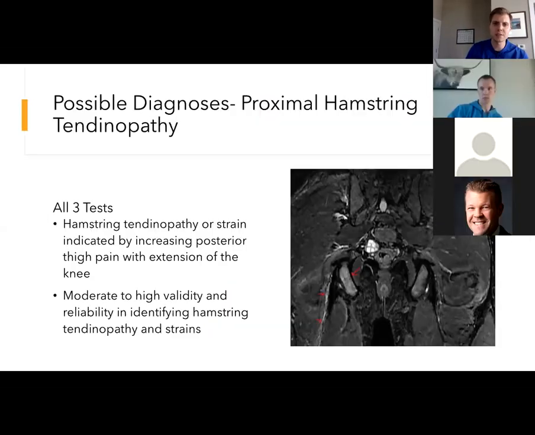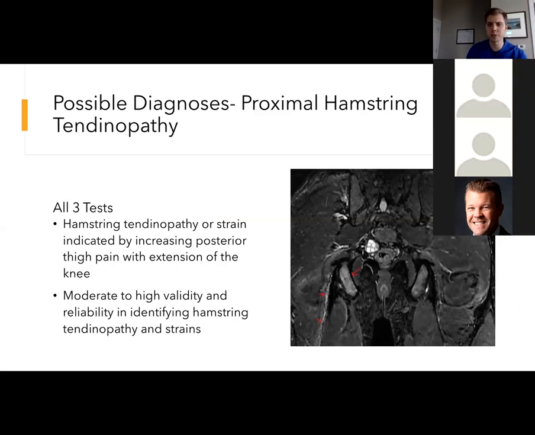All three of these tests show good validity basically for identifying hamstring tendinopathies and strains. It is hard to tease out, and that would be my anecdotal way of doing it when I'm comparing the three tests. I wouldn't necessarily do all three tests, reserving the first and third ones more for those non-reactive type of tendinopathy issues. And we have here on the right side a good MRI showing some of the edema you can see on the right side of the ischial tuberosity, as well as a little bit of signal coming through in the proximal hamstring tendon.